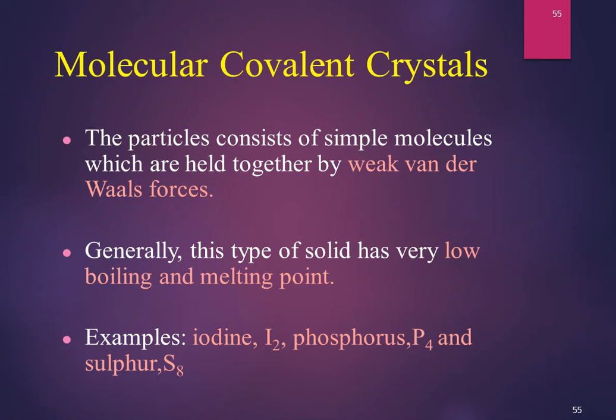Molecular covalent crystal. The particles consist of simple molecules which are held together by weak van der Waals forces. Generally, this type of solid has very low boiling and melting point. Example, iodine, phosphorus and sulfur.